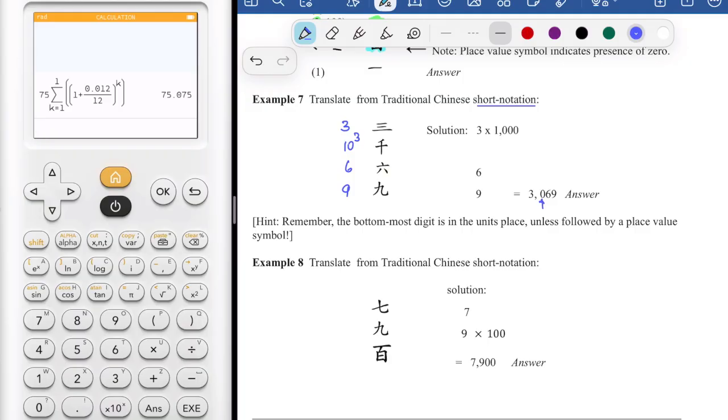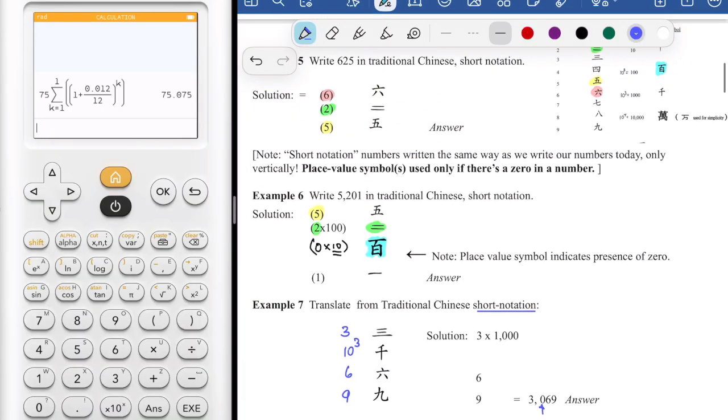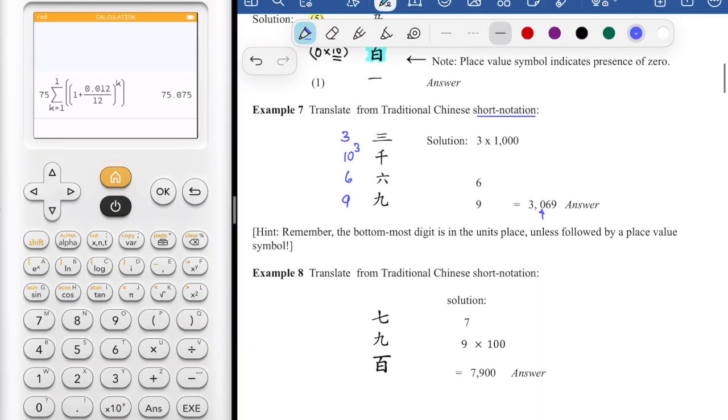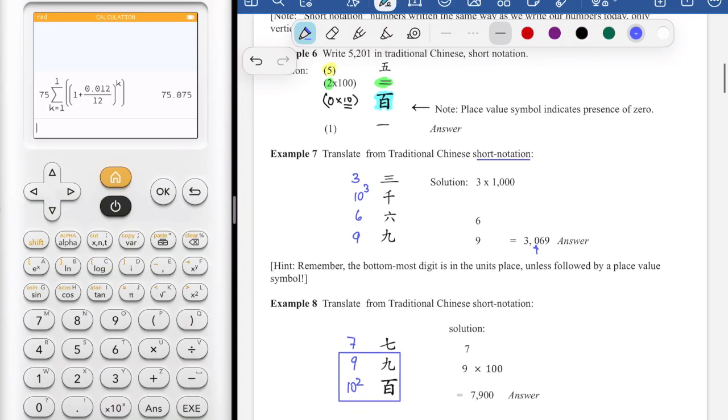Same idea for number 8. I've got my symbol for 7. Then I have my symbol for 9, and I have an additional placeholder. This is the 10 to the second power. So here we're looking at 900. We've got the 7, we've got the 900, and there's nothing that follows that, so that would be the end of it.